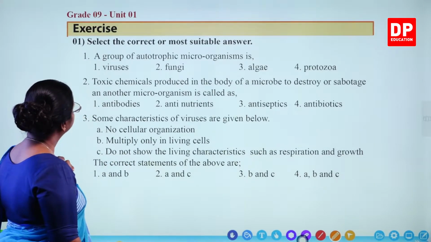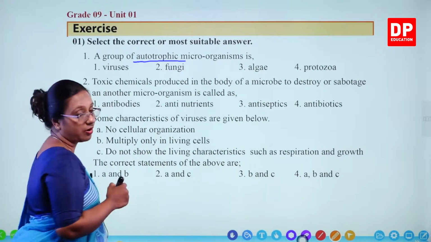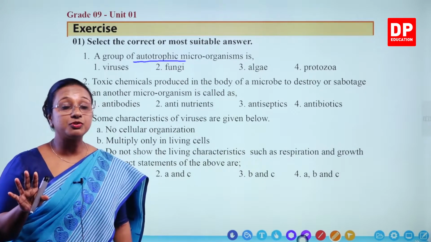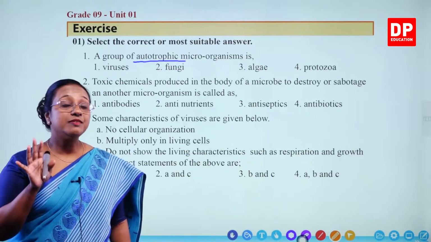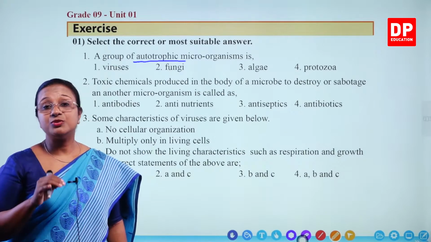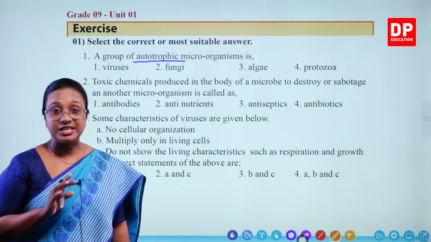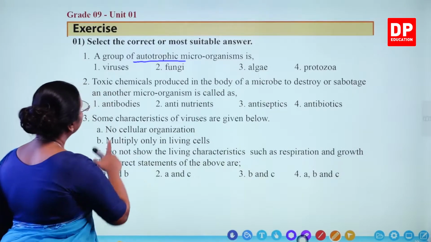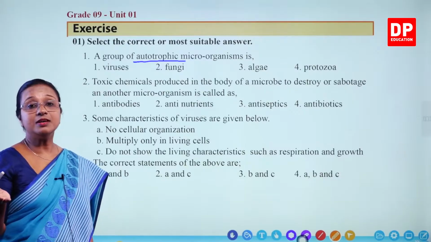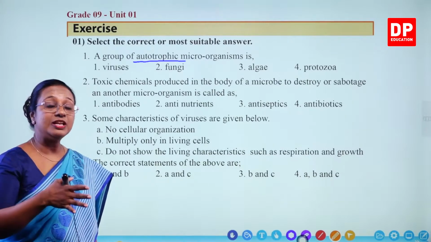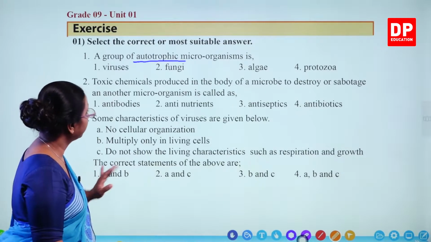The first one, a group of autotrophic microorganisms. What is the meaning of autotrophic? They produce their own food. So if they produce their own food, they should have chlorophyll. They should be able to do photosynthesis. So now if we look at the organism. Now viruses, they don't even have a cellular structure. They show living and non-living characteristics. So they are not autotrophic.